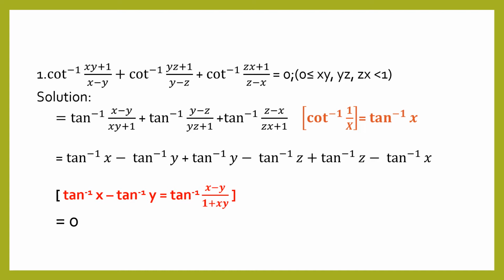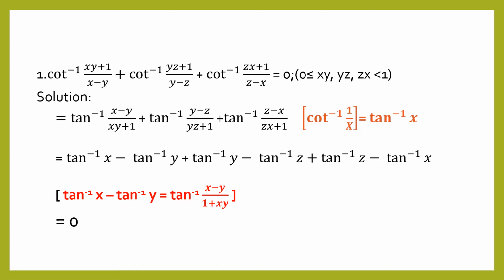Now, in the next step, we are again making use of another formula, which is tan inverse (x minus y) by (1 plus xy) is tan inverse x minus tan inverse y. So when you apply this formula, all the 3 terms you can write as tan inverse x minus tan inverse y. Second term will become tan inverse y minus tan inverse z, and the third term will become tan inverse z minus tan inverse x.